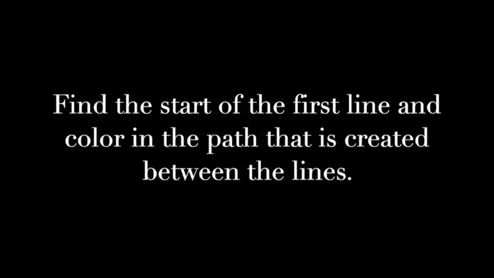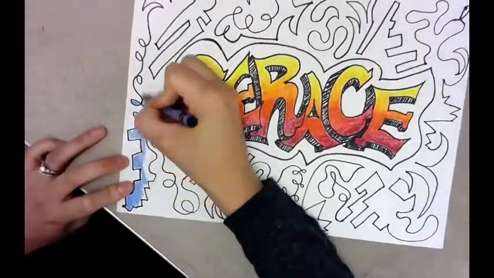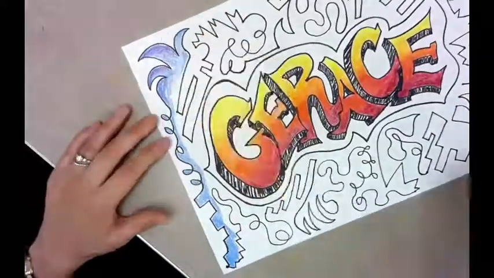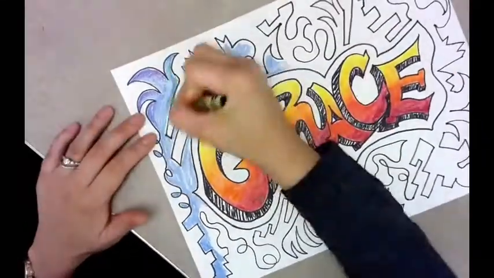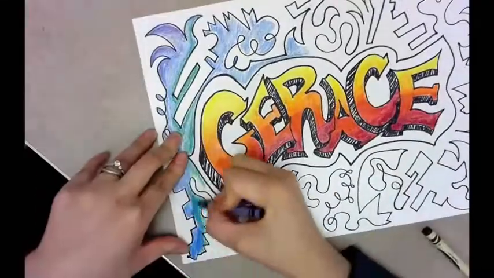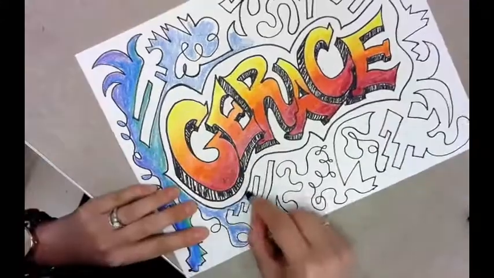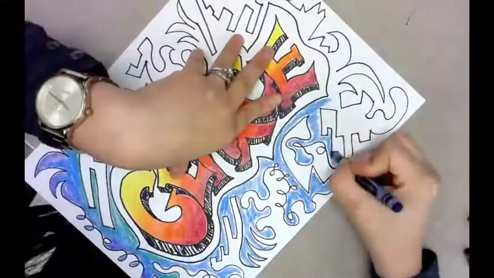To color in the background, find the start of the first line and color the path that's created. You can use cool colors, like I did, which are blue, green, and violet, or you can pick one solid color, or you can do the rainbow. It's really up to you how you want to decorate and color in the background and your name.